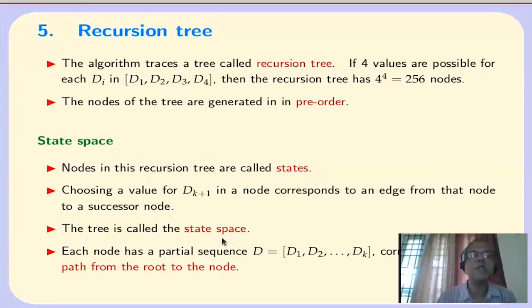Some technical words. The algorithm traces a tree. When the algorithm is executed, its history will be a recursion tree. If 4 values are possible for each Di in D1, D2, D3, D4, then the recursion tree has 4 power 4, which is equal to 256 nodes. The nodes of the tree are generated or traced in pre-order.